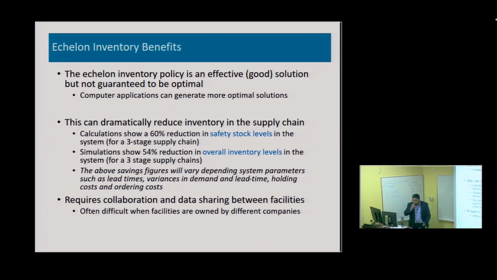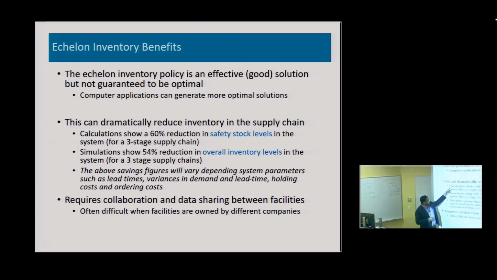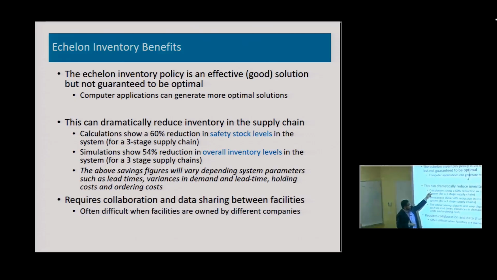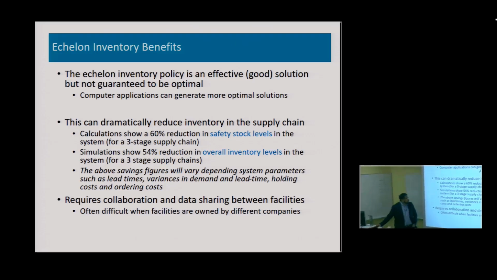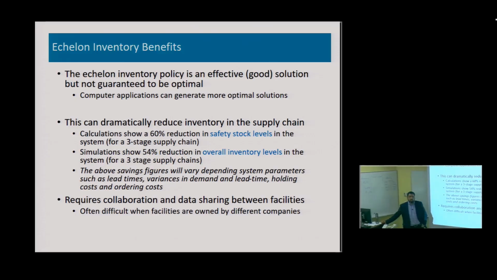Okay. So I ran a simulation, a 3-stage supply chain, okay, and the calculations showed that I should get a 60% reduction in safety stock levels without affecting customer service. This is pretty huge. If you reduce your safety stock by 60%, that means your inventory holding cost has basically halved, right? But I have the same service levels, same inventory availability as before. No effect on customer service.